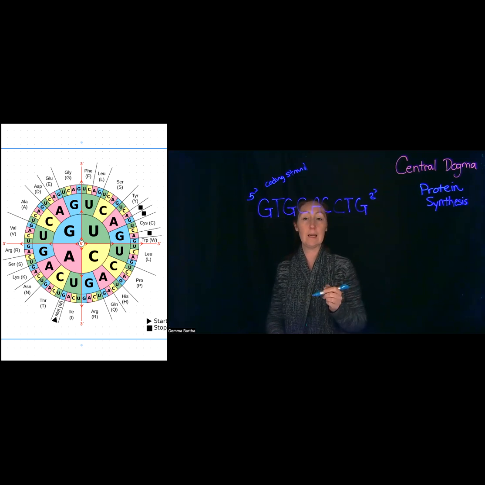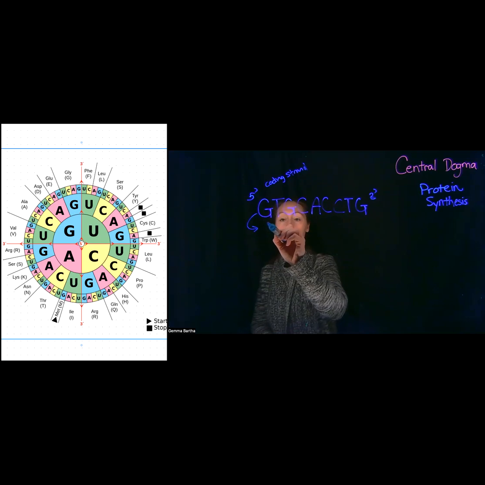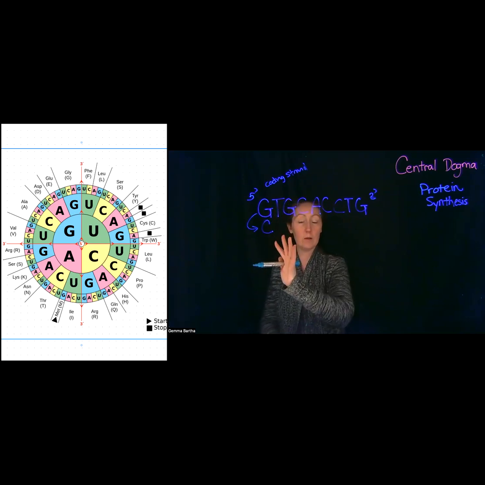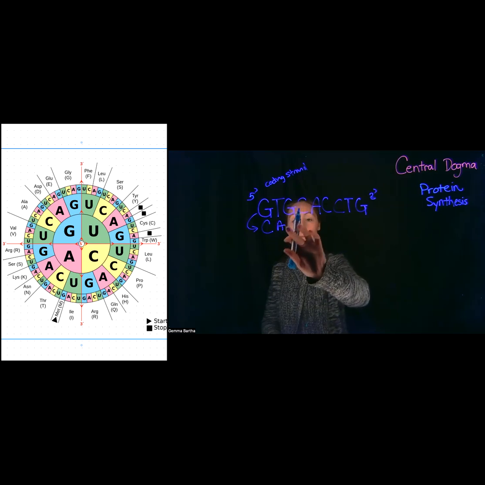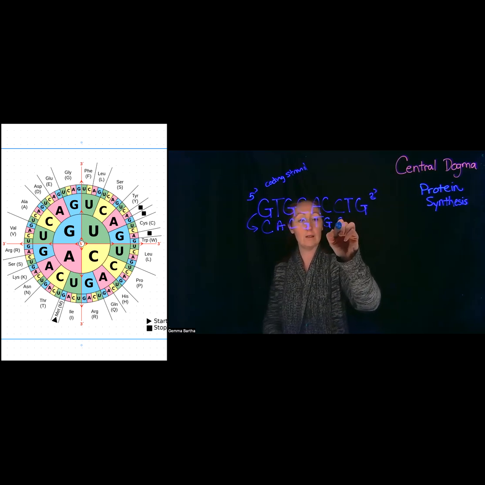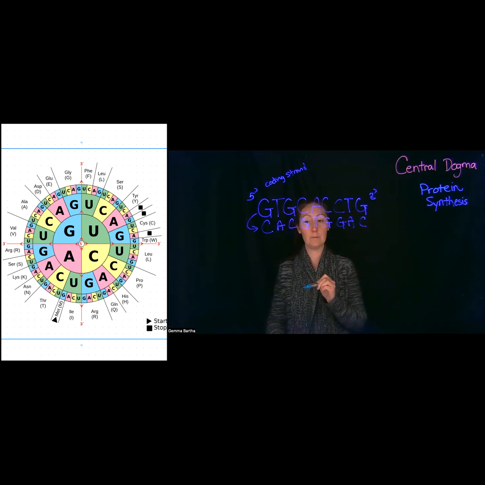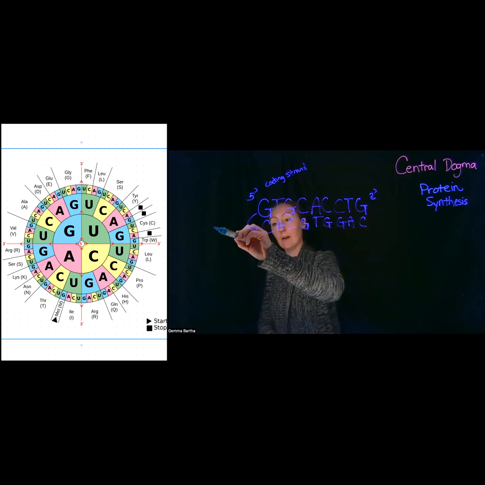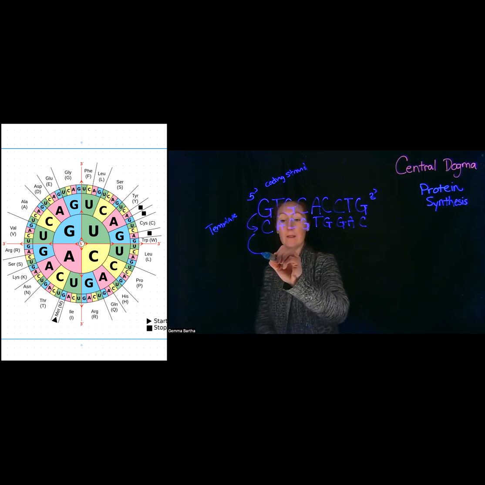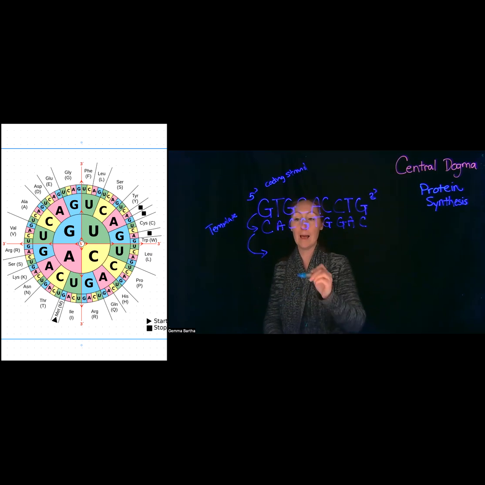Now, what we need is our template strand in order to get our mRNA. So now we need to match it up. And now we're still working with DNA, so we're going to keep with the thymine. So CAC, G, T, G, G, A, C. Okay, so this is going to be our template strand.